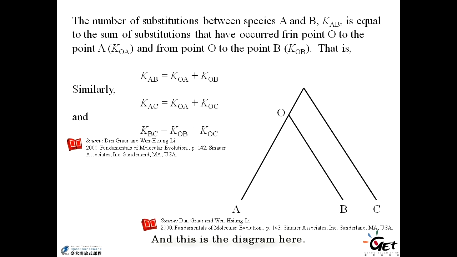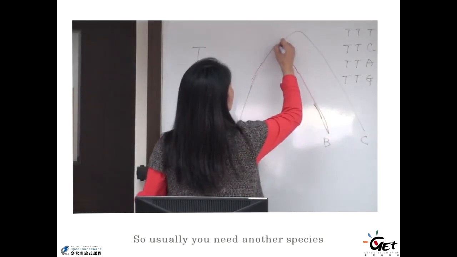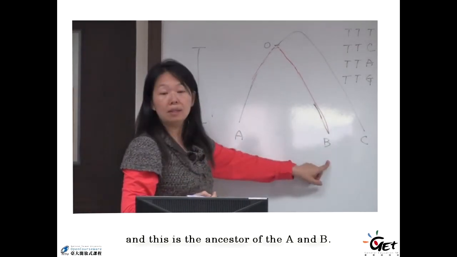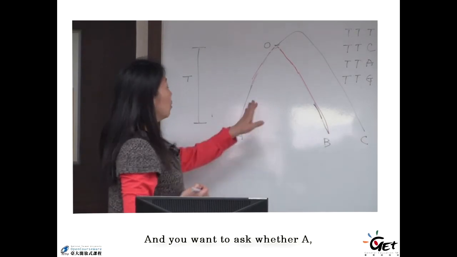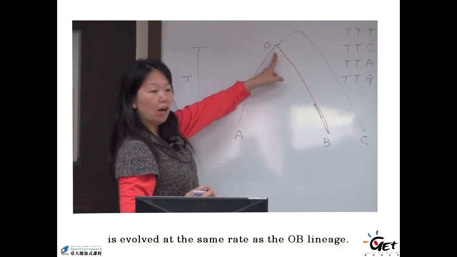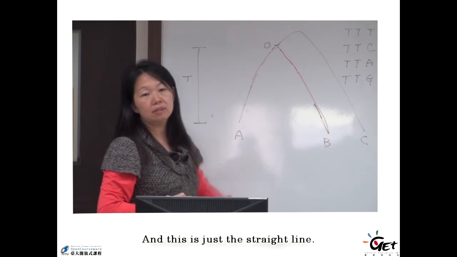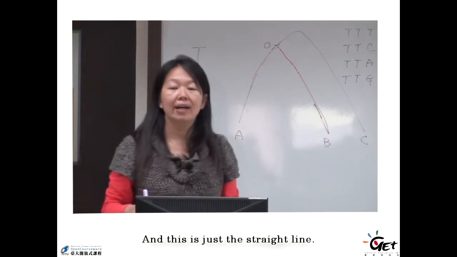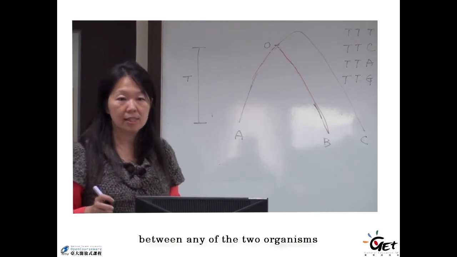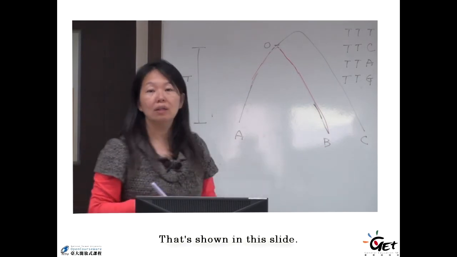And this is the diagram. Usually you need another species, the outgroup, and this is the ancestor of A and B. You want to ask whether the OA lineage evolved at the same rate as the OB lineage. The distance between any two of the organisms can be calculated from this topology, as shown in this slide.